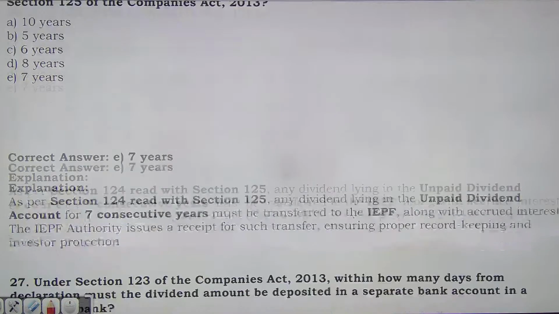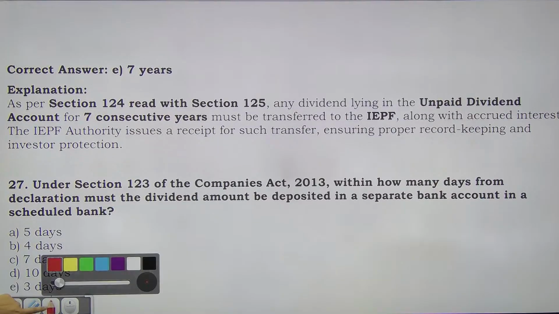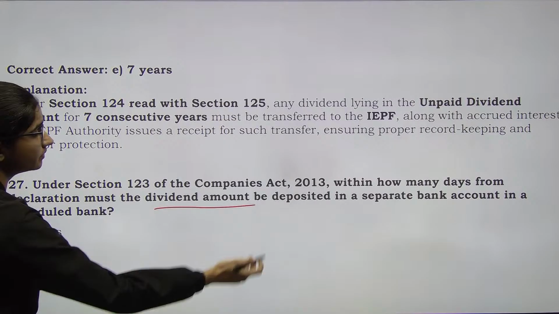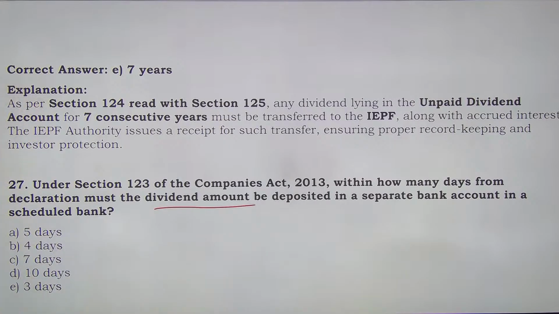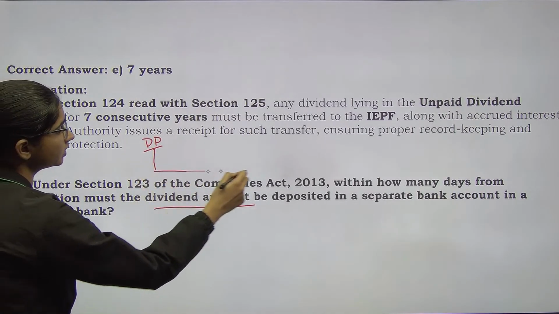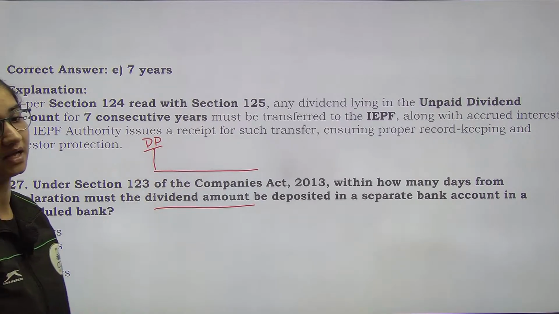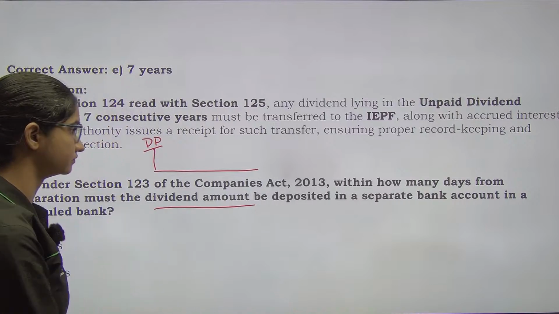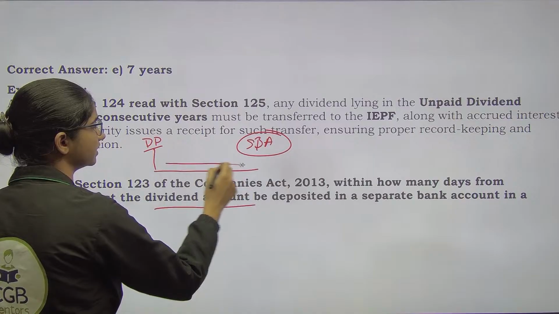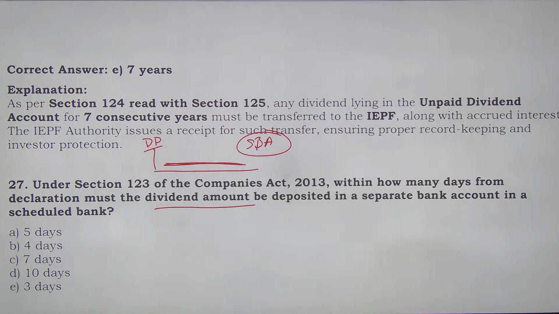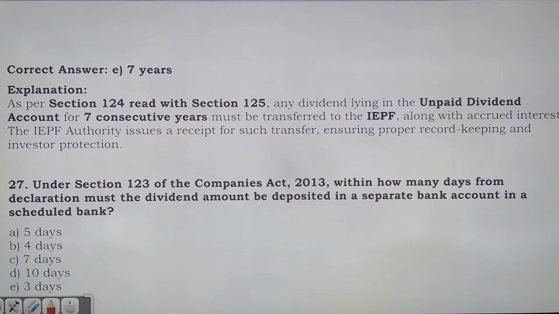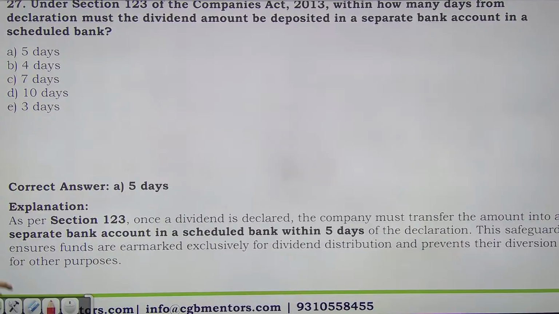Now we are moving forward to question number 27. Question number 27 is asking you: under section 123 of the Companies Act, within how many days from the declaration must the dividend amount be deposited in a separate bank account in a scheduled bank? So what will happen is that a dividend has been declared by the company. After certain days, the amount that has to be paid as dividend will be transferred to a separate bank account. The question is asking how many are those days. And the answer here is 5 days. So within 5 days that amount is to be transferred to a separate bank account. This was the provision according to this section number. Please remember the section also.